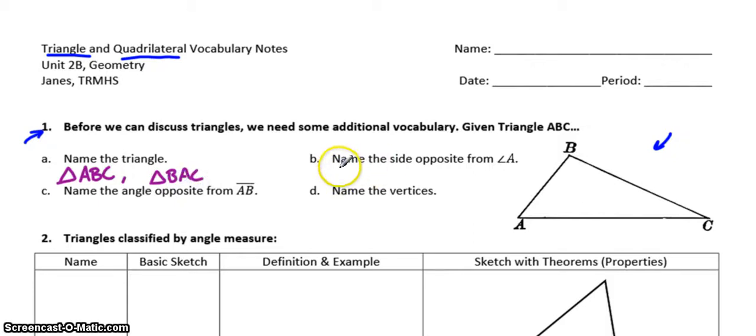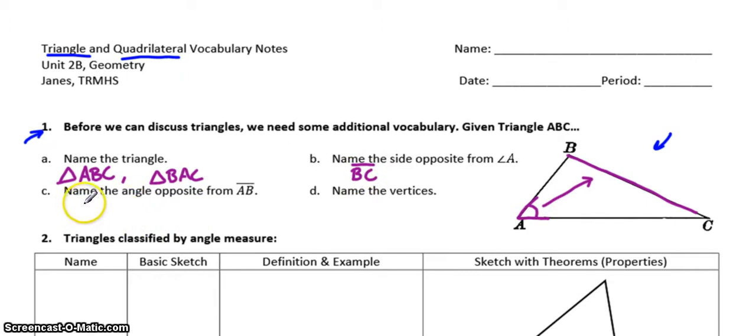For B, it asks us to name the side opposite from angle A. Well, here's angle A right here. Now when we talk about opposite, we're talking about this side right here, side BC. And to name that side, remember we always use 2 letters, and since it is a segment, we put a line over the top with no arrows. Of course, you could call this CB, as long as you have the line with no arrows over the top.